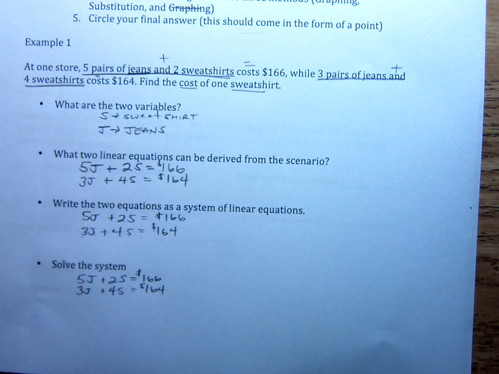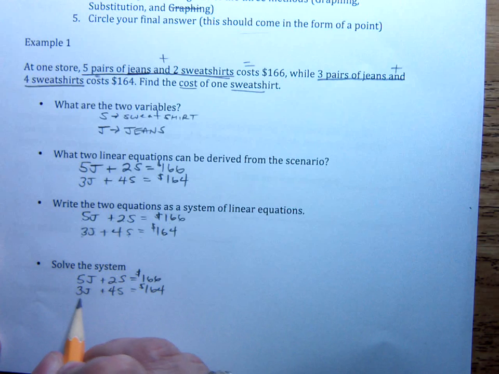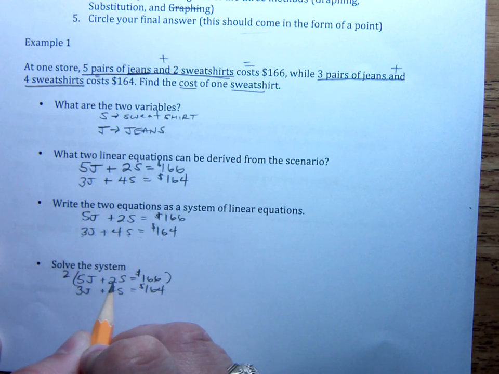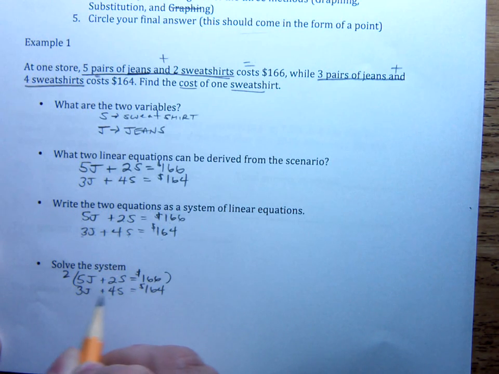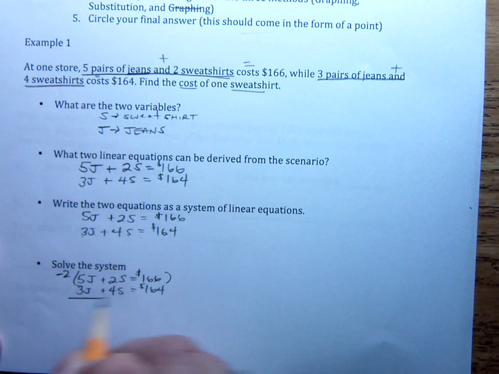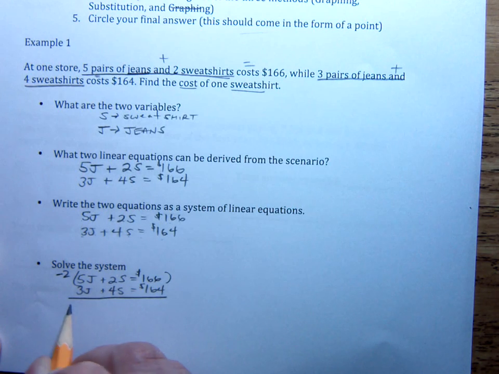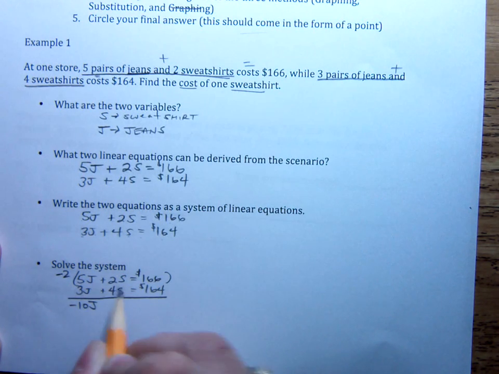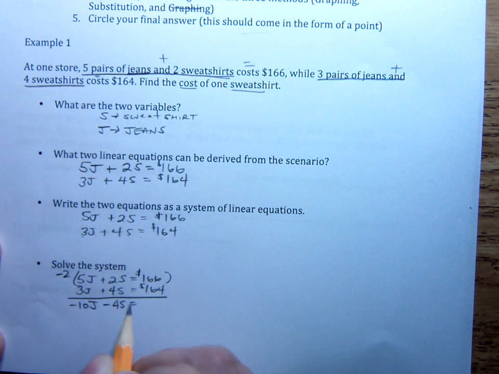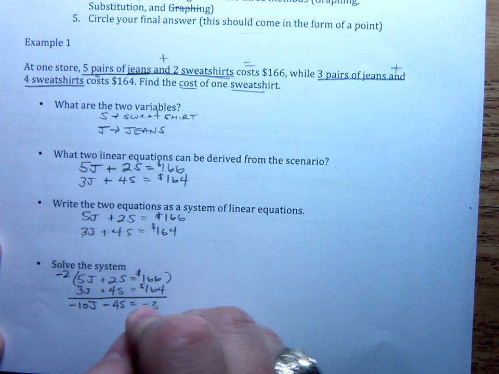Okay, so if I'm looking at my system of equations, one thing I'm going to notice right away is that I cannot turn 5 into 3 or 3 into 5, but I can turn 2 into 4. If I multiply everything up here by 2, this will become 4. I don't want it to be a positive 4 because this is already positive, so I need to make this a negative 2 so that I can create a negative 4. So negative 2 times 5 is negative 10J. Negative 2 times positive 2 is negative 4S equals negative 2 times 166 is negative 332.